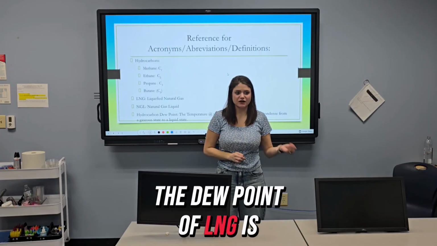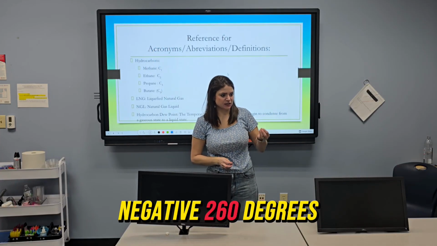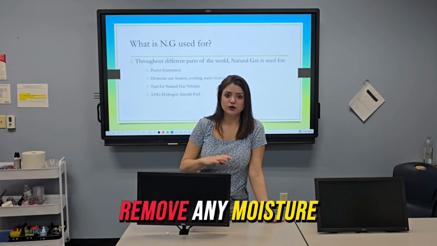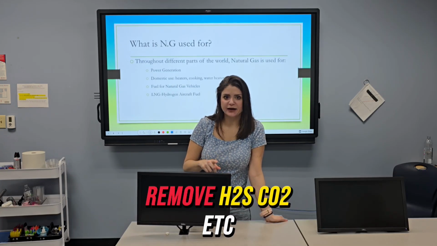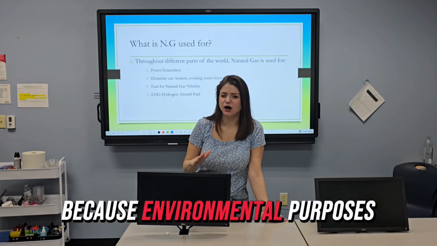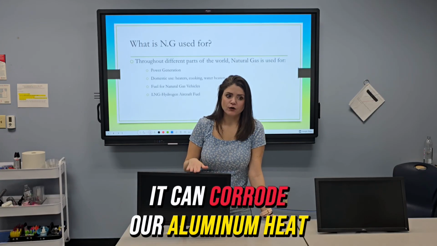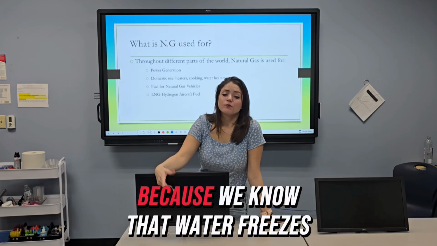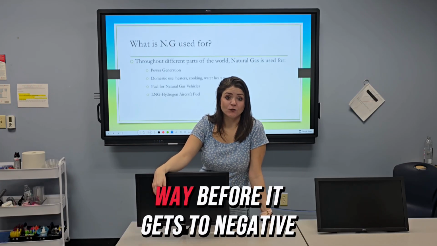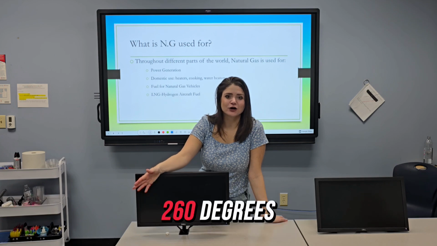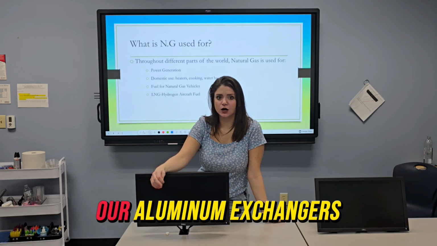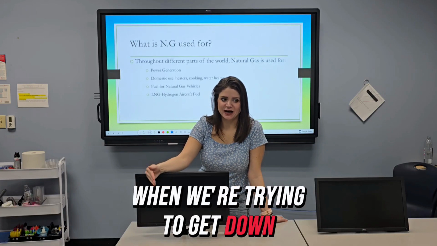The dew point of LNG is negative 260 degrees. What an LNG facility does is remove any moisture, remove H2S, CO2, etc., because for environmental purposes, it can corrode our aluminum heat exchangers. We remove the moisture because we know that water freezes way before it gets to negative 260 degrees, which is the dew point of LNG. So that would end up clogging our aluminum exchangers when we're trying to get down to that temperature.